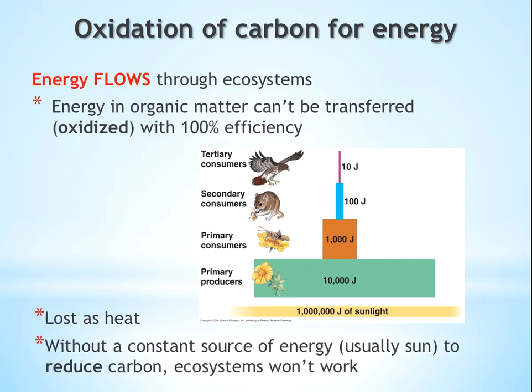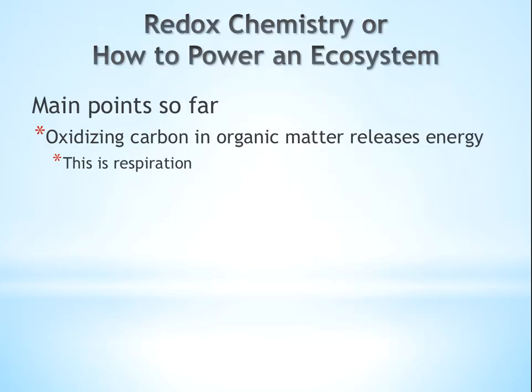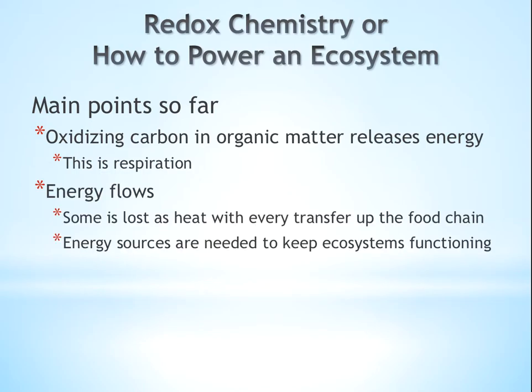Without a constant source of energy, in our case usually the sun, to reduce carbon, which is what plants do, ecosystems won't work. There won't be any energy to make them work. So the main points so far: oxidizing carbon and organic matter releases energy. This is respiration, and energy flows. Some is lost as heat with every transfer up the food chain. So we need energy sources like the sun to keep ecosystems functioning.